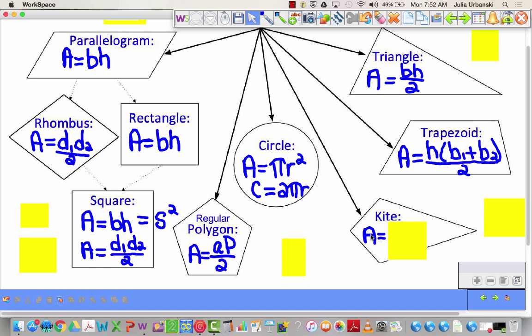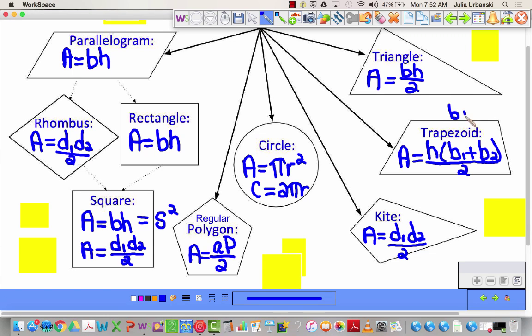And the kite, you've never seen before, at least not the area of it. So just write this in. It's again diagonal 1 times diagonal 2 divided by 2. The diagonals are the ones that go from corner to corner and from corner to corner. So the trapezoid is the only one in this entire problem that has a plus sign. Don't say D1 plus D2. Don't say base plus height. The plus sign is only right here when you're adding base 1 and base 2. Well, you're adding those two numbers together first and then dividing by 2. Any questions on those?